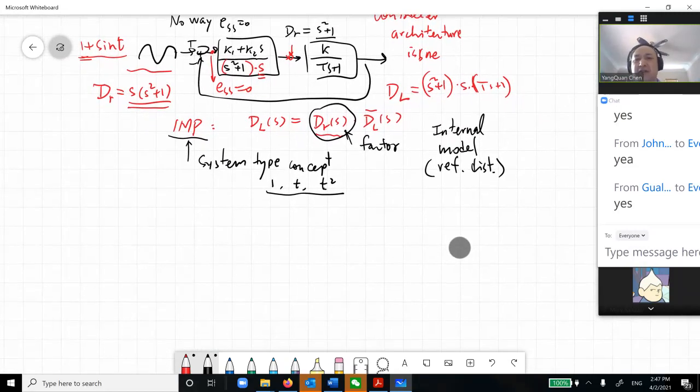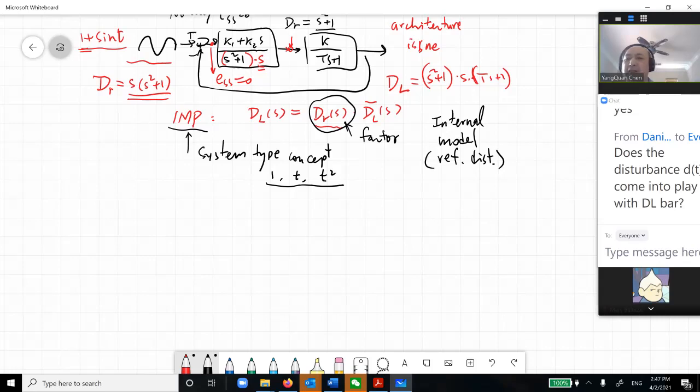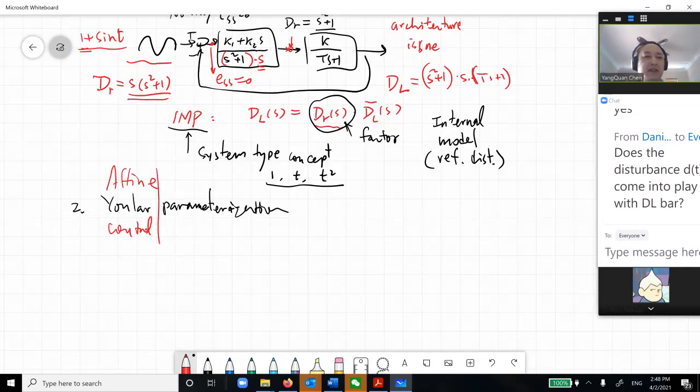All right, so what we are going to learn next is called Youla parameterization. There are several names. Sometimes people call it affine parameterization, or sometimes people say, what is a control parameterization? So either way, okay.